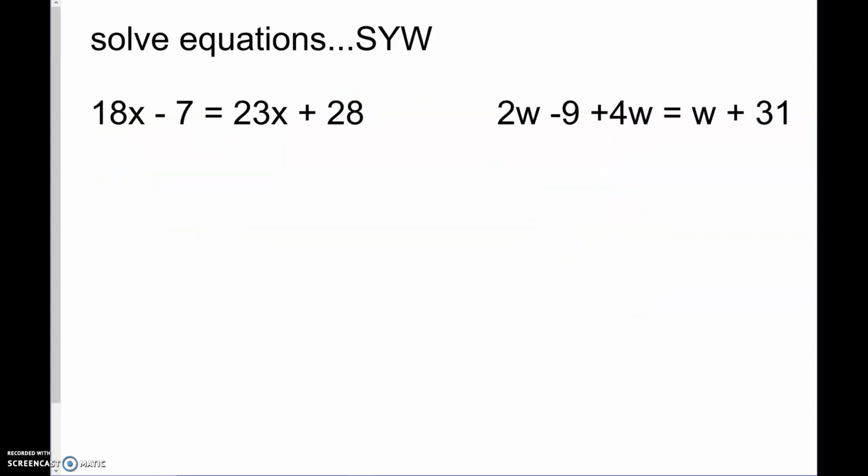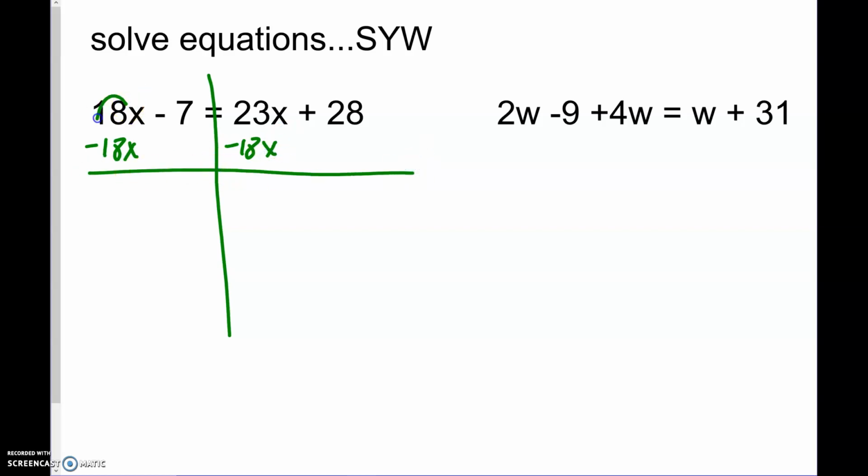All right, work on these two and then come back to the video. All right, looks like we have variables on opposite sides here. So in this one, I'm going to get my x's together, and because they're on opposite sides, I'm going to do an opposite operation. And because I'm going to move the smaller number first, and 18 is smaller than 23, so this cancels out, and we're left with -7, and 23 minus 18 is going to give us 5x, and then we still have our plus 28.